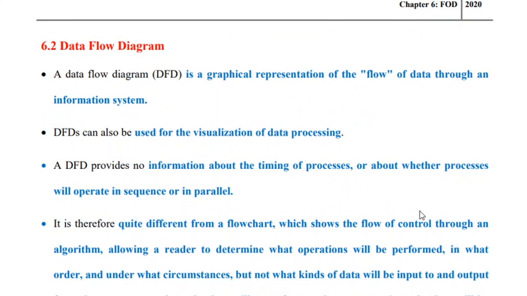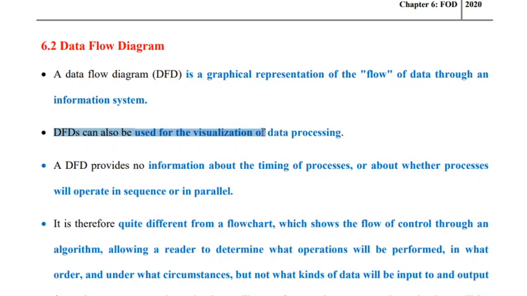Now, let us try to understand a few of the concepts related to function-oriented design. The first one is called the data flow diagram. Now, a data flow diagram is a diagram that shows the data flow that takes place between different functions present in a given system. So a data flow diagram is a graphical representation of the flow of data through an information system. How the data flows between the various functions in the information system is represented with the help of a data flow diagram.